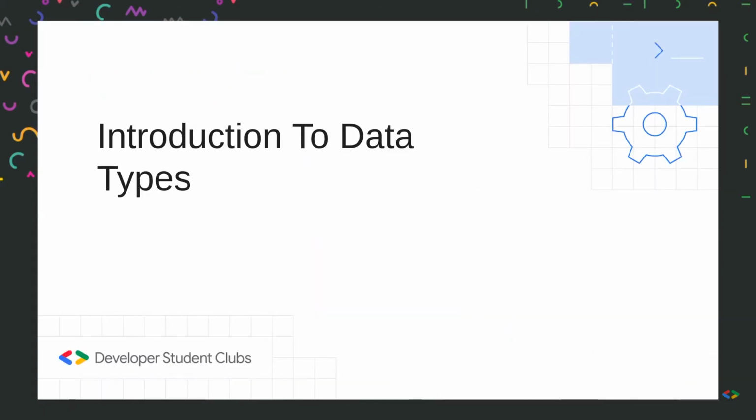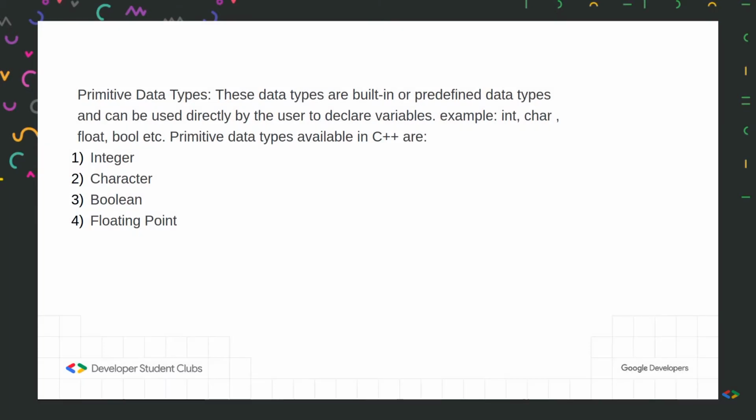Now we'll cover what data types are. Primitive data types are the predefined data types that can be directly used by the user to declare variables. That is integer, character, float, and boolean. What it means by directly being declared by the user is that you can directly say int x semicolon and x will be declared as an integer. Similarly with character and floating point.